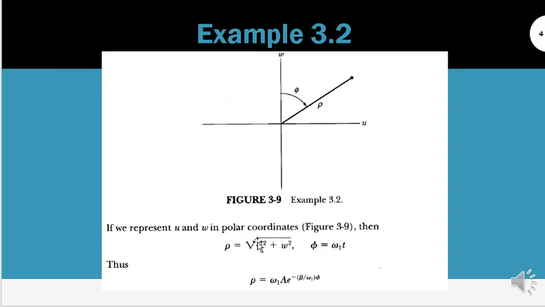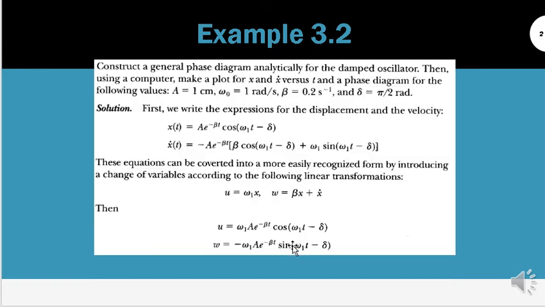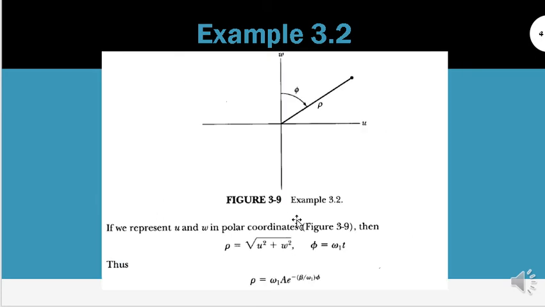If you use the values of u and w as we have just derived, by just using this magnitude, and after that you use cosine squared plus sine squared equals 1, you can reduce it into this form, where phi is equal to omega 1 t. Typically this is just the magnitude of u and w. As you can see, the graph of the relationship between w, u, and rho is just the magnitude.